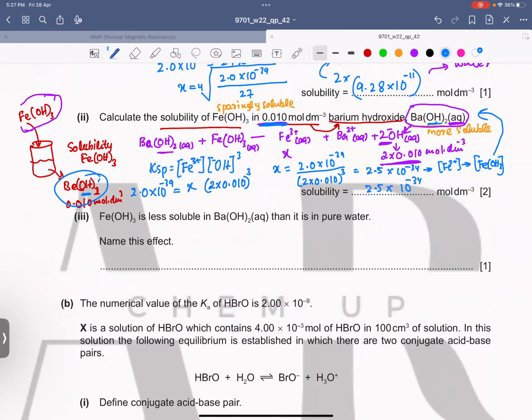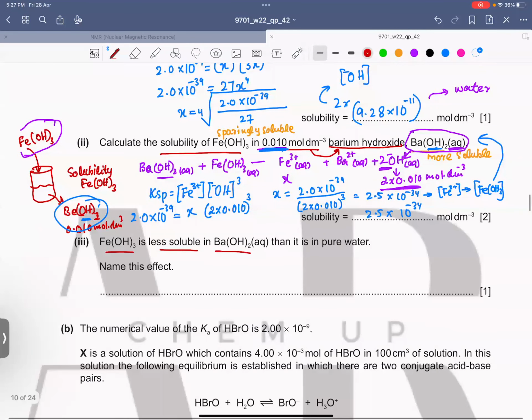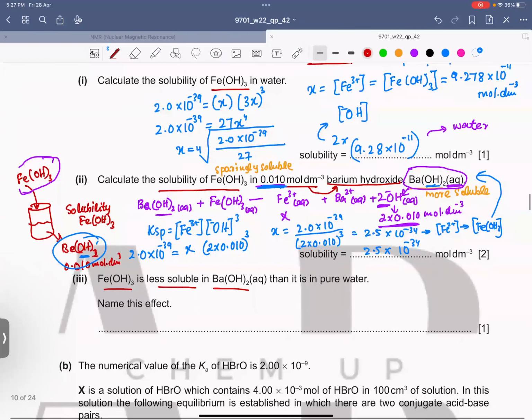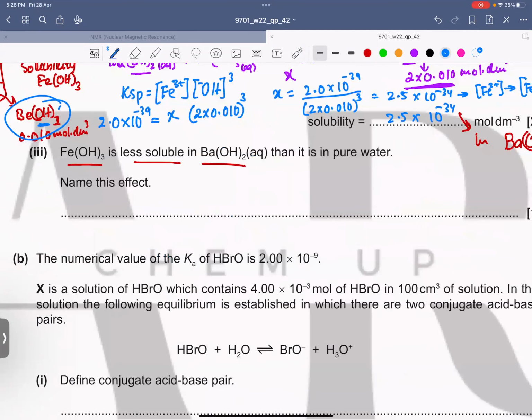Okay. Now, iron 3 hydroxide is less soluble in barium hydroxide. That's why we have figured it out. See, here in water, its solubility is exponent minus 11. But in barium hydroxide, now see, its solubility is exponent minus 34, right? Who is going to tell me the correct reason why this is lower? Sir, common ion effect. Yes, it's a common ion effect: the barium hydroxide already contains the hydroxide ion, which is the common ion that is in the iron 3 hydroxide as well. And due to this common ion, the solubility of iron 3 hydroxide is further lowered.